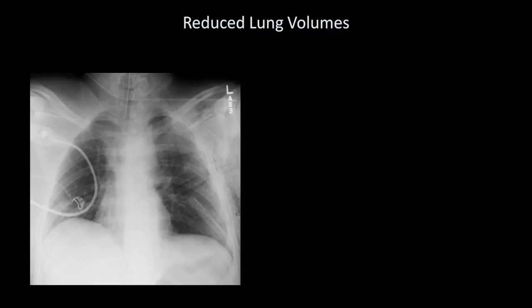The first topic in this video will be a very brief discussion of lung volumes. So here is an X-ray which shows an example of reduced lung volumes. We know this because when we count ribs, there are only 7 full posterior ribs seen above the diaphragm, where normally there should be 9 to 10.